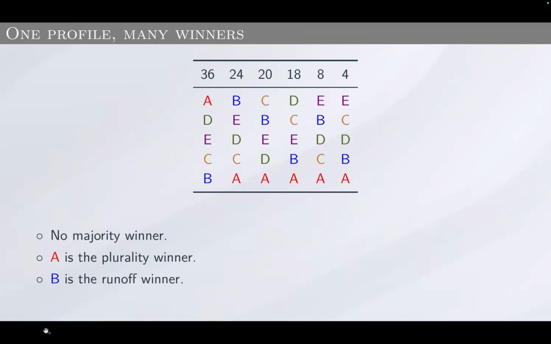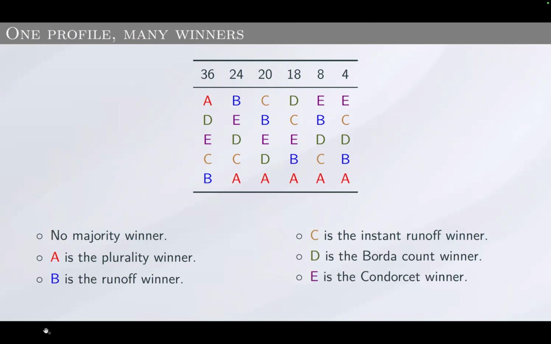If you do the runoff, which you can also calculate from this data, there is enough data there to see who would win the runoff. Actually, B would be the runoff winner. If you did instant runoff on this, C would be the winner. You could probably see where this is going, right? If you do the Borda count, the point allocation, D would be the winner. And finally, if you do the head-to-head comparisons, the Condorcet method, E would be the winner.